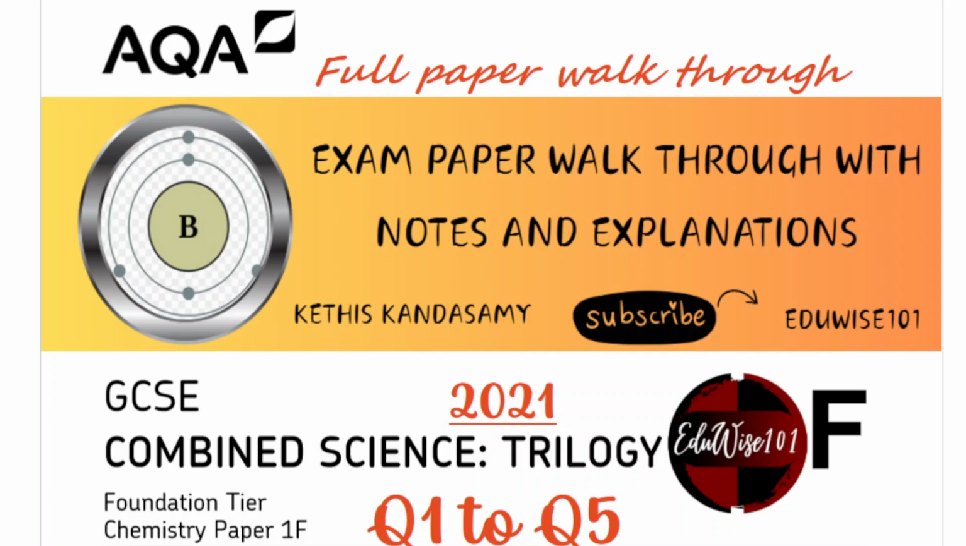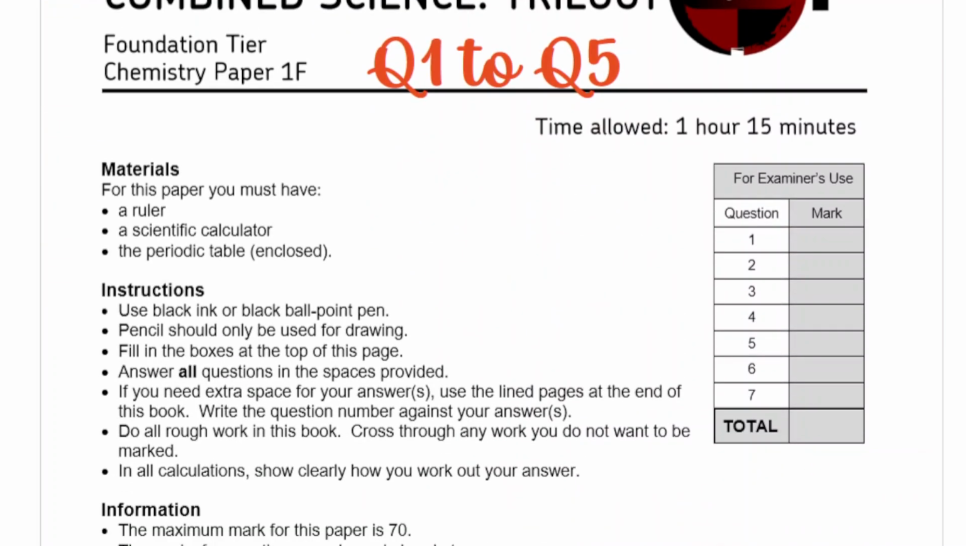In this video, I'm going to go through the AQA Combined Science Chemistry Paper 1 Foundation Tier from 2021. This is a full paper walkthrough. I will be going through questions 1 to 5, but this paper has 7 questions. Questions 6 and 7 are higher tier questions, meaning that they appear in the higher tier paper as question 1 and question 2. So I will do those 2 questions as separate videos and link it to the playlist for this paper. This paper is out of 70 marks.